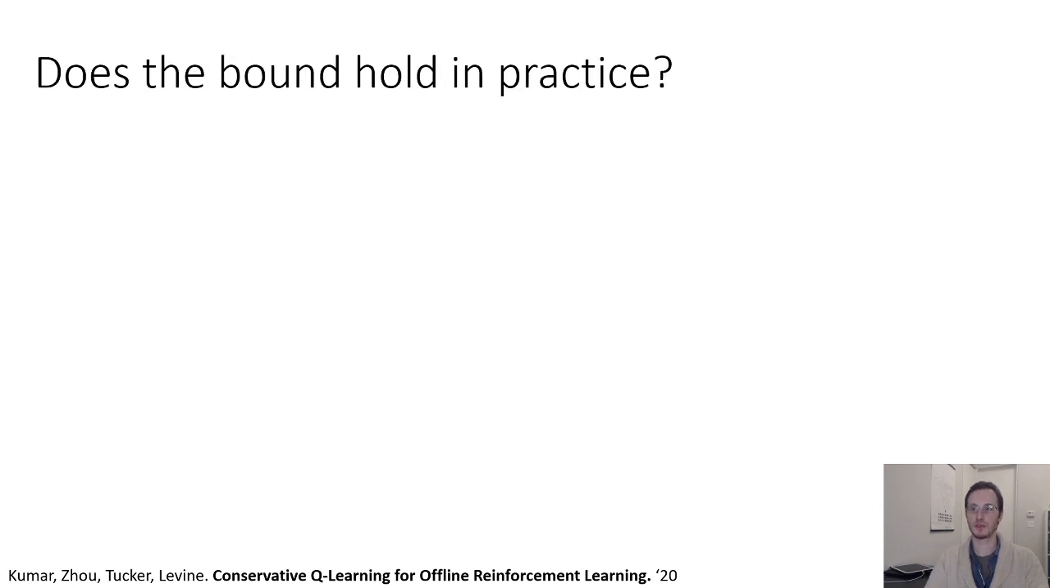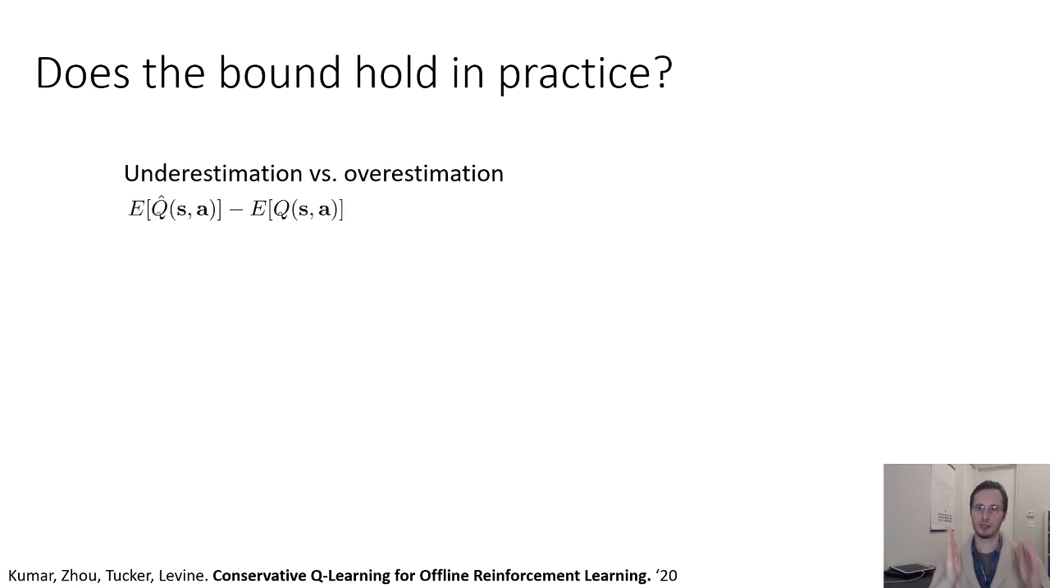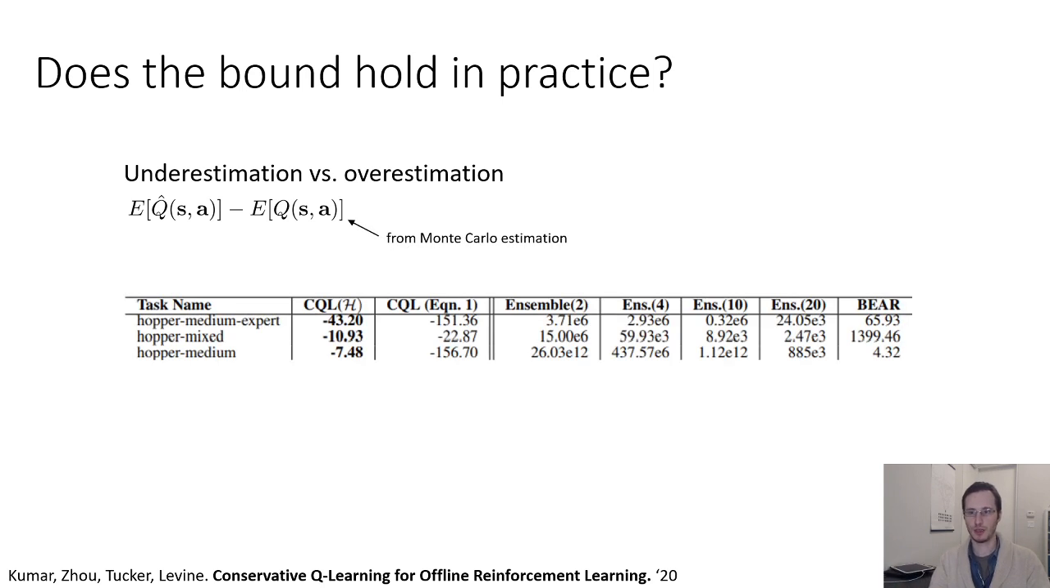So the bound holds in theory, does it hold in practice? What we're going to measure is the difference between the estimated Q value and the true Q values estimated with Monte Carlo returns. We're testing it on some benchmark tasks, and you can see here that both CQL variants have negative errors, which means that they are all less than the true Q values. CQL-H is the more advanced version on the previous slide. CQL equation 1 is the more primitive version with just the minimization term. You can see that the more advanced version has a tighter bound.